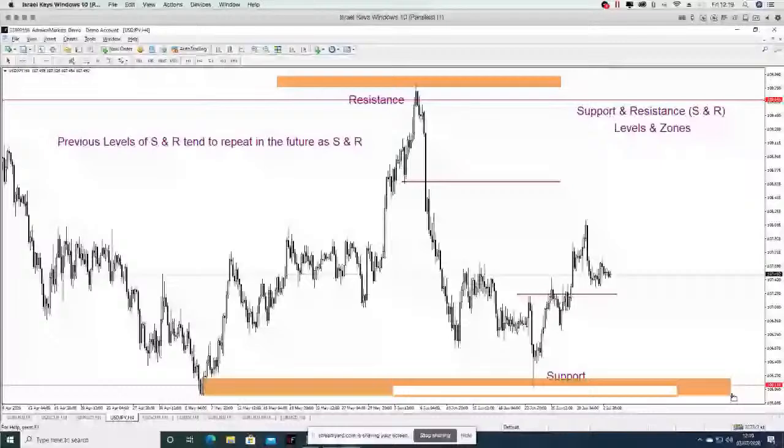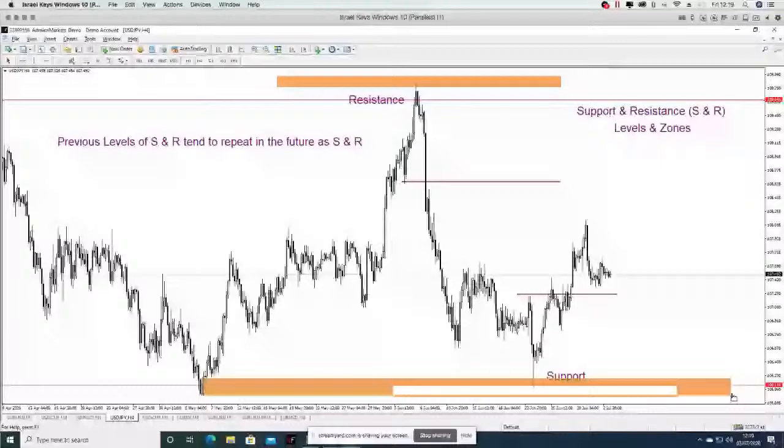For instance, let me give you an example of that. This is an area of resistance. Look at that. So something turned price around there, so it was a resistance. In the future, it's now a support. It happens all the time.